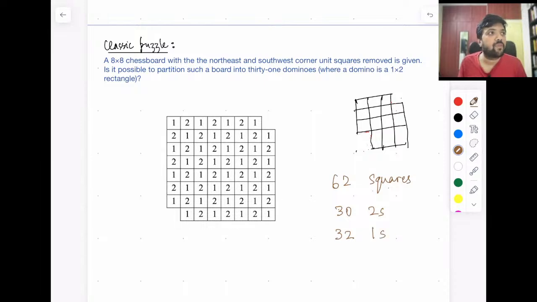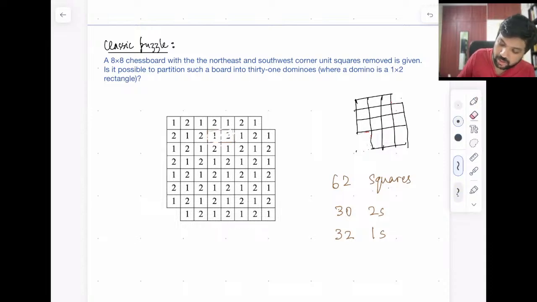Correct. Yeah. Oh, hi, Nabanu. So the question is, is it possible to partition such a board with 31 dominoes? The main point is that no matter how you place a domino, wherever, it will always cover one 1 and one 2. Notice that it will always cover a 1 and a 2.